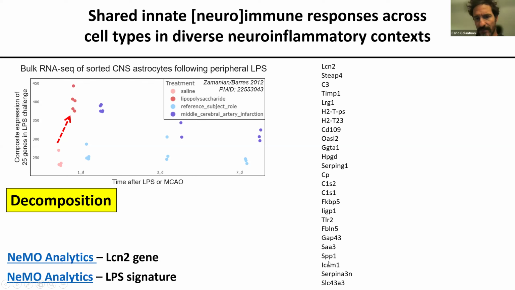Another one that's maybe very well known is SPP1. It's a phosphoprotein that often gets turned on in neuroinflammatory states. And we'll come back to what these genes are, but this is just to demystify it. It's just a list of 25 genes that we observed in Ben Barres's experiment to go up when mice are treated with LPS.